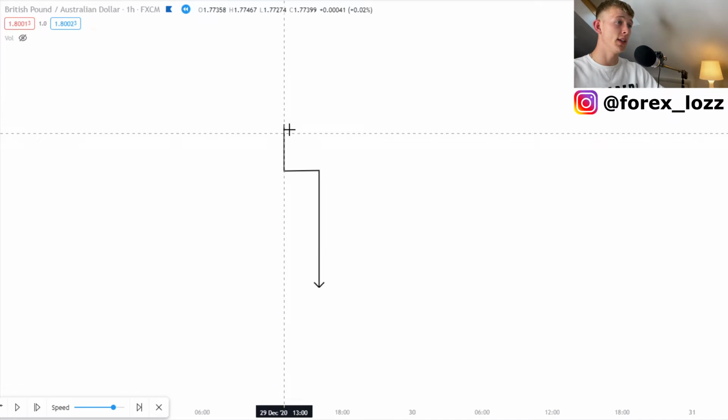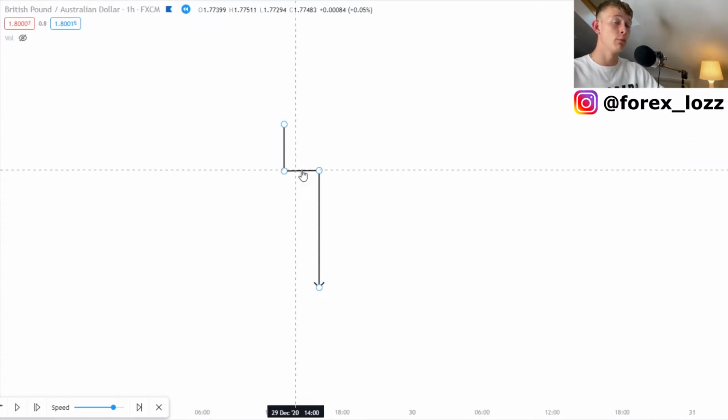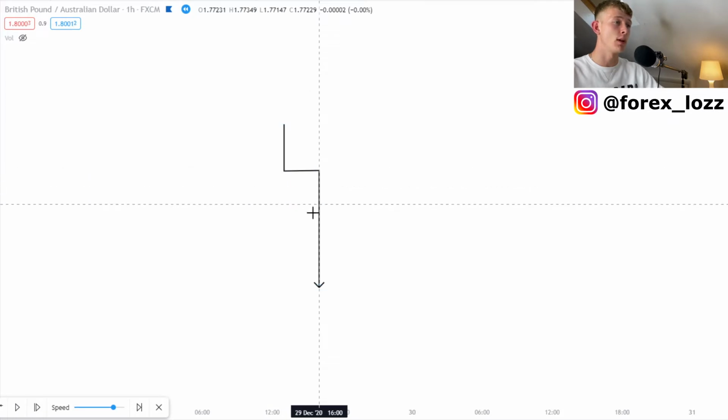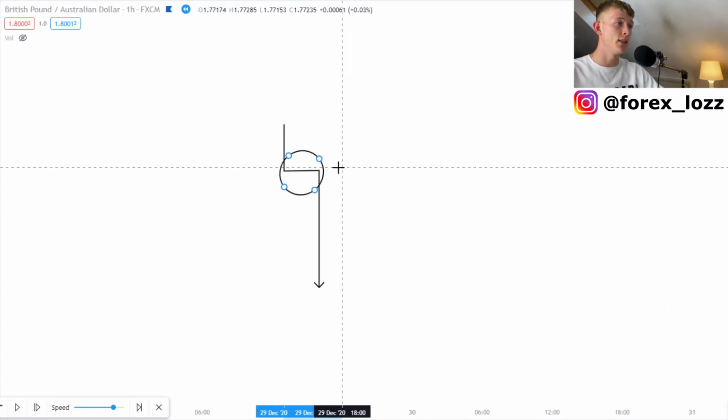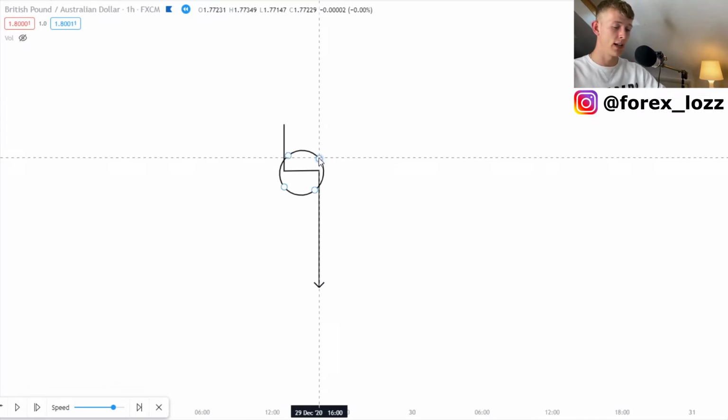This level here will be telling us that sellers are stepping in control of the market. We then have the base, price consolidating. We then have the strong impulsive move to the downside, which basically means this level here is a strong supply level, okay? This is where the whales, smart money, are placing their orders.